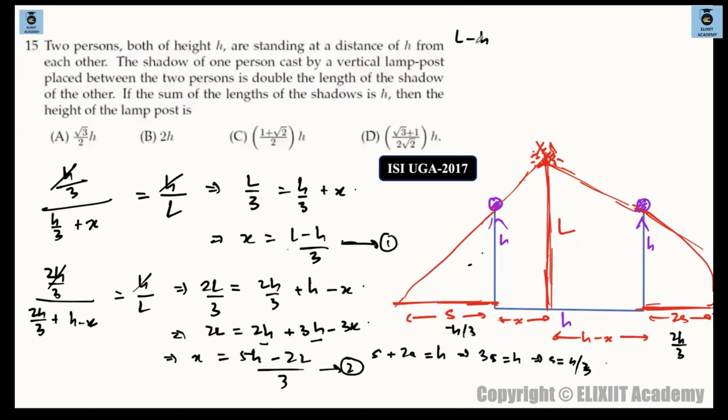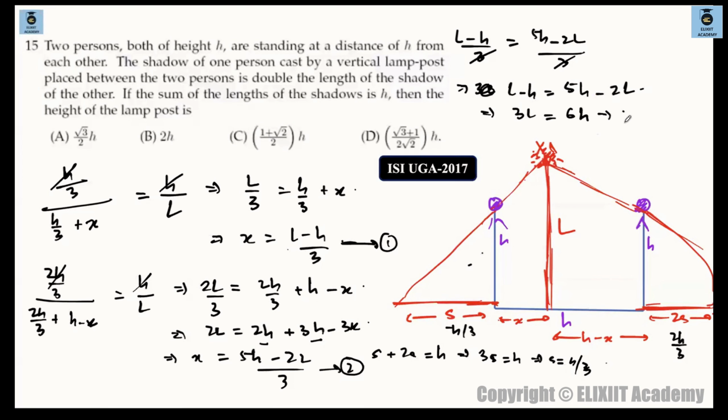So we are having l minus h by 3 is equal to 5h minus 2l upon 3. So 3 and 3 cancel out from here. So l minus h is equal to 5h minus 2l. तो यहाँ से 3l is equal to 6h, sorry, and so l will be equal to 2h. L will be equal to 2h. So option B is correct.